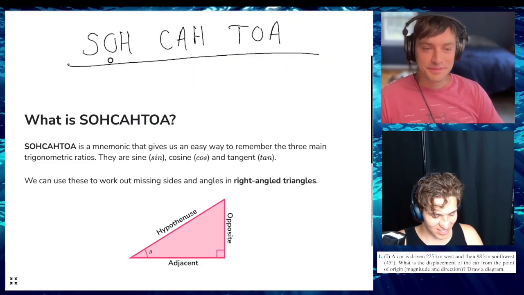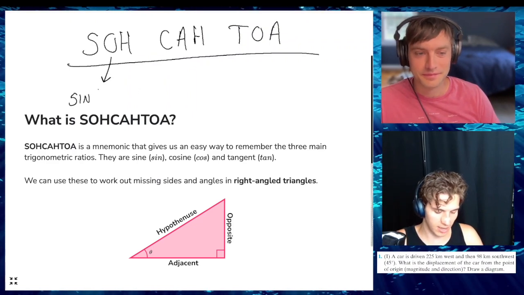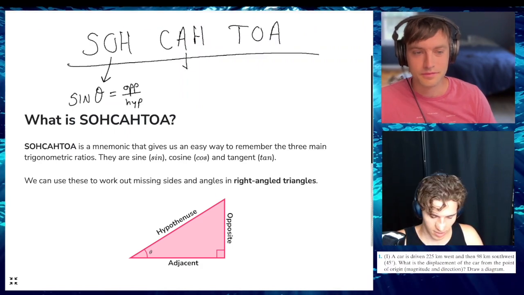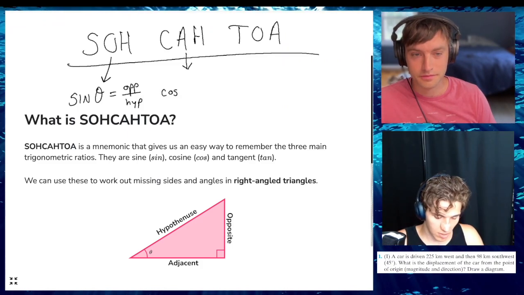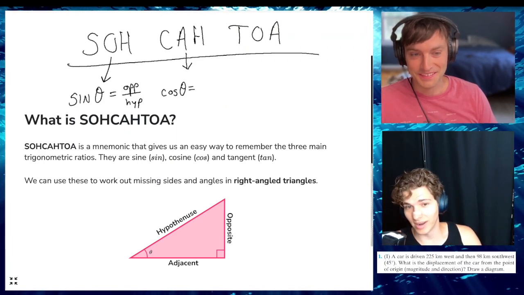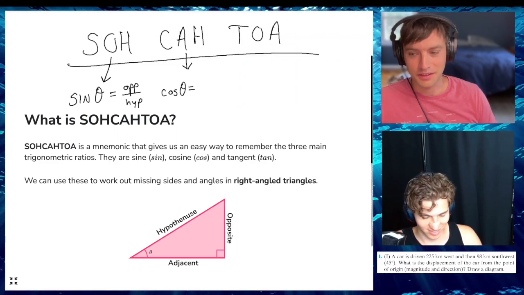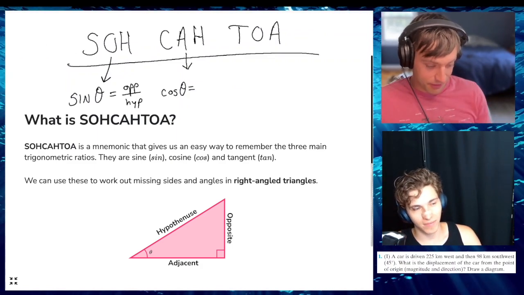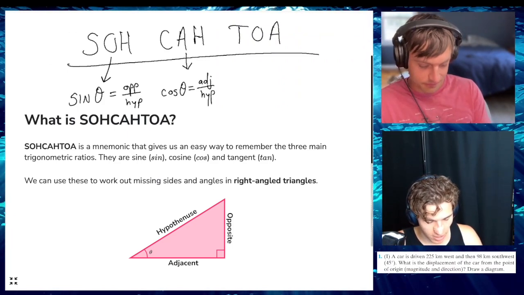So, let's start with SOH. S-O-H. This stands for sine theta equals opposite over hypotenuse. What do you think the C stands for? Is that cosine? Yes. Cosine theta equals... what do you think the A stands for? Hypotenuse? No, not an A. Oh, H is hypotenuse, you're right. I got ahead of myself there. Okay, I have no idea. That's okay. It's going to be adjacent over hypotenuse.